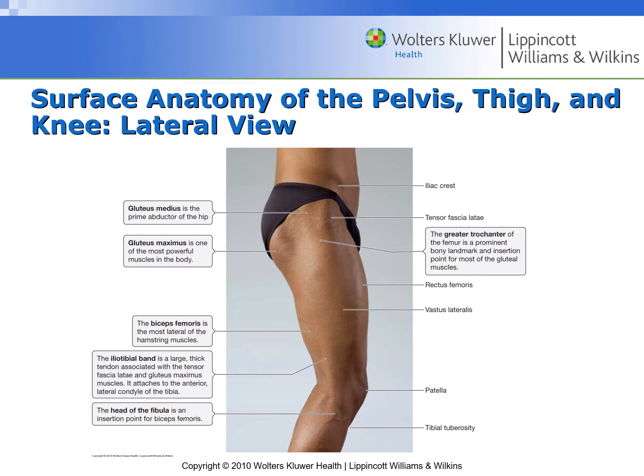The iliotibial band is a large, thick tendon associated with the tensor fascia lata and gluteus maximus muscles. It attaches to the anterior lateral condyle of the tibia. The head of the fibula is an insertion point for the biceps femoris. The greater trochanter of the femur is a prominent bony landmark and insertion point for most of the gluteal muscles.